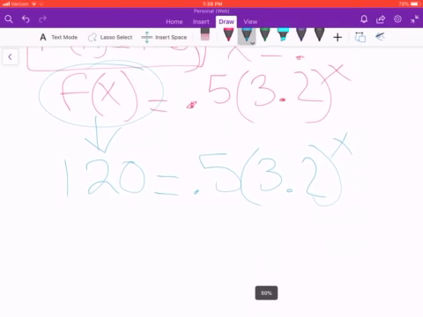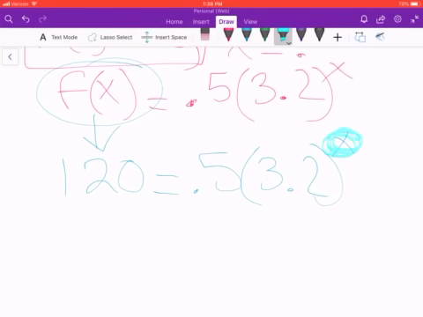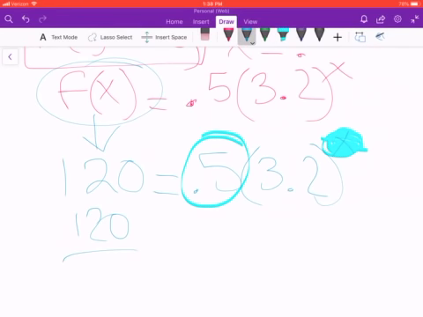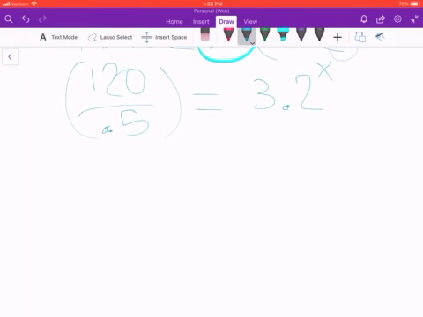So one of the things that you need to do, first, it will be remove this 0.5, which is multiplying the 3.2 to the power x. And since it is multiplying, you will do the inverse operation. So you will have 120 divided by 0.5. And I'm just going to leave it like that in parentheses. Then here I will have 3.2 to the power x. And what I can do here, one of my options is to take the natural log on both sides.